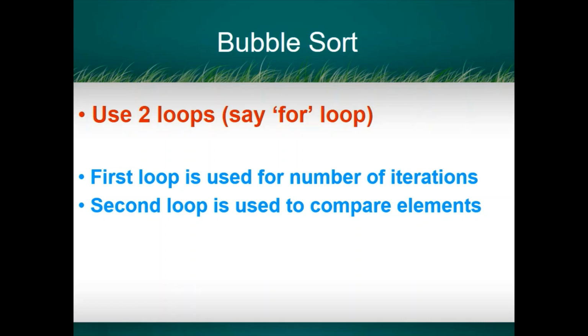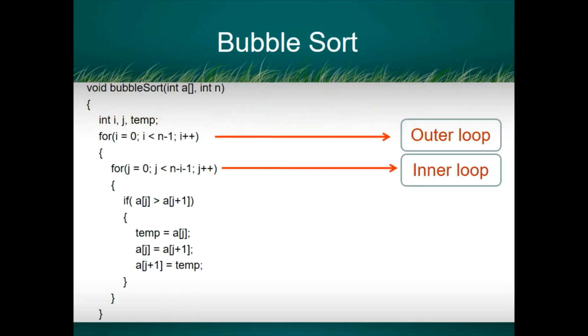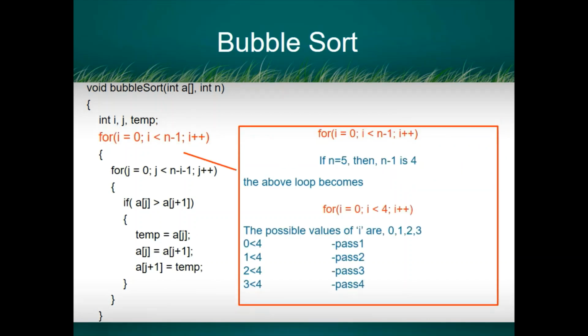This is the code of bubble sort, which is very easy to understand. Outer loop, the inner loop. Two for loops I wrote, and the outer loop is for the number of iterations. Now let us try to understand this. For i equal to 0, i less than n minus 1, i plus plus. Here we are writing n minus 1.